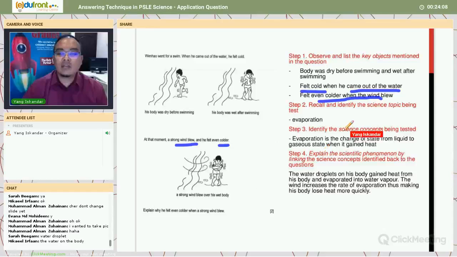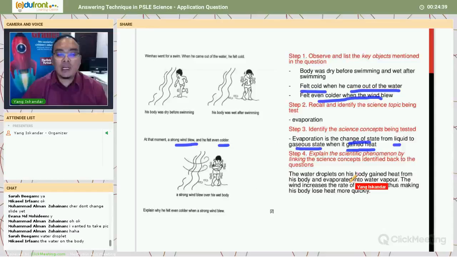So let's recall the meaning of evaporation. In primary 5 you learned that evaporation is the change of state from liquid to gaseous state. Now for evaporation to take place, what must happen? The water must have gained heat, not lose heat. These are the keywords you must mention: change of state from liquid to gaseous state, and it must have gained heat.